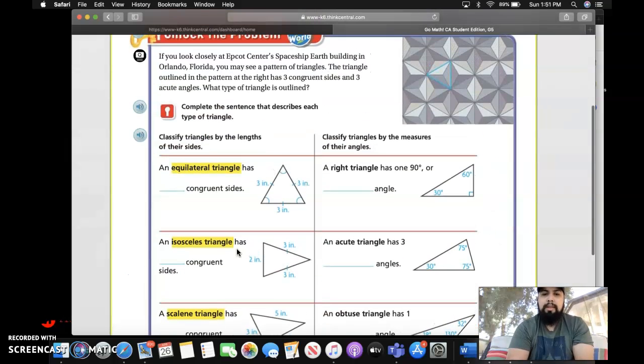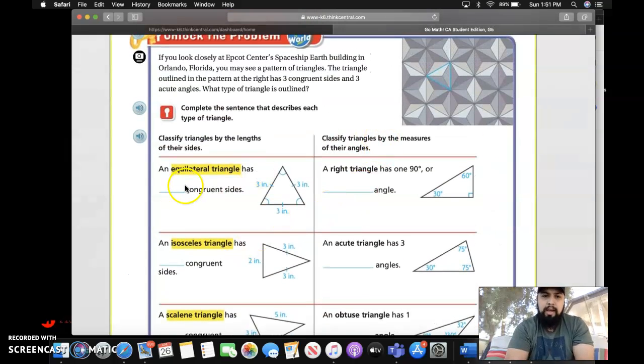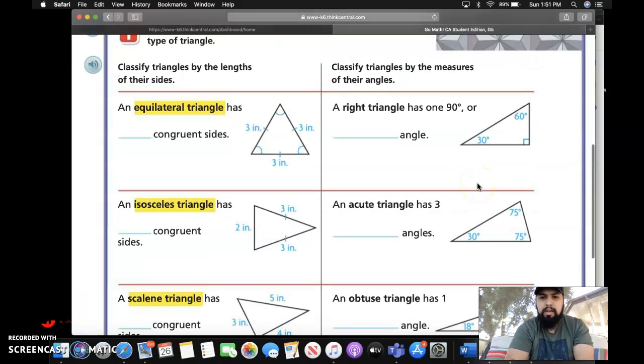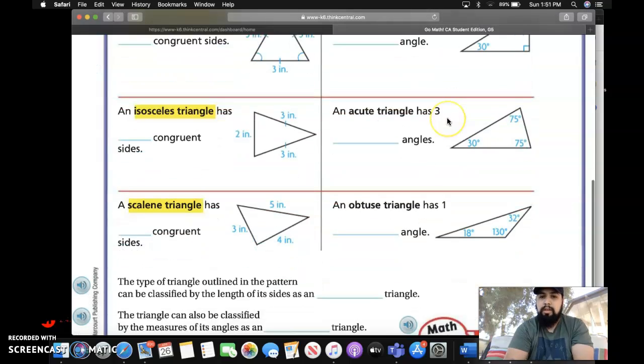Okay? But then we also have to look at the angles, because you can have an isosceles triangle and have particular angles. So let's take a look at this one. We have a right triangle, which has one 90-degree or right angle. That little square tells us that it's a right angle, and a right angle is 90 degrees.